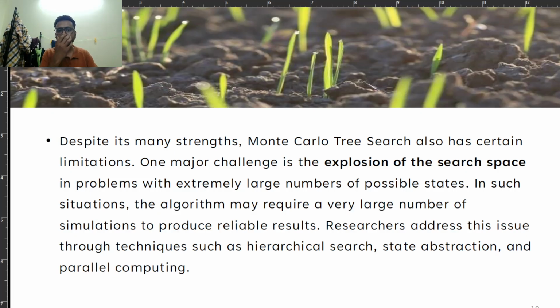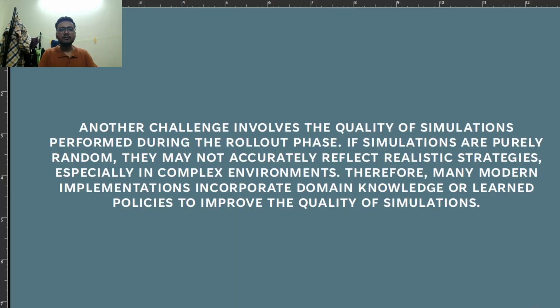Despite its many strengths, Monte Carlo tree search also has certain limitations. One major limitation is the explosion of the search space in problems with an extremely large number of possible states. In such situations, the algorithm may require a very large number of simulations to provide reliable results. Researchers address this issue through techniques such as hierarchical search, state abstraction, and parallel computing.